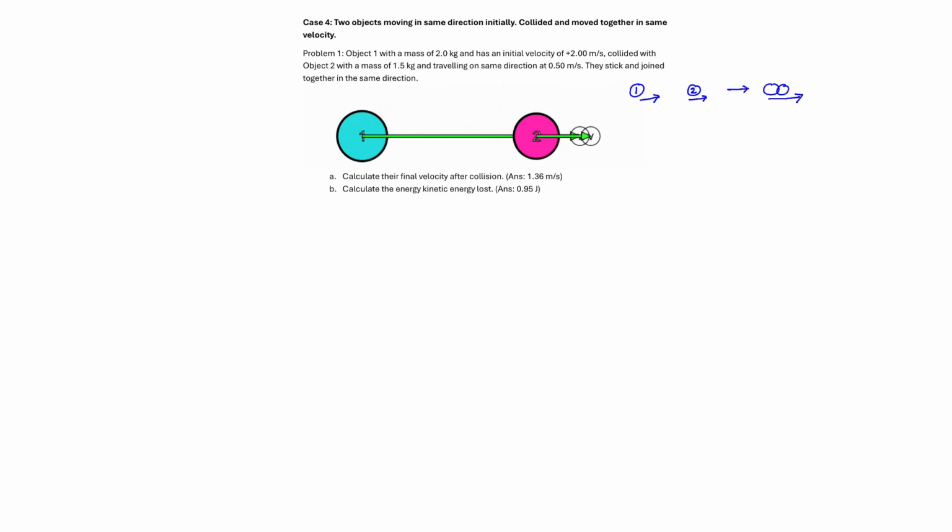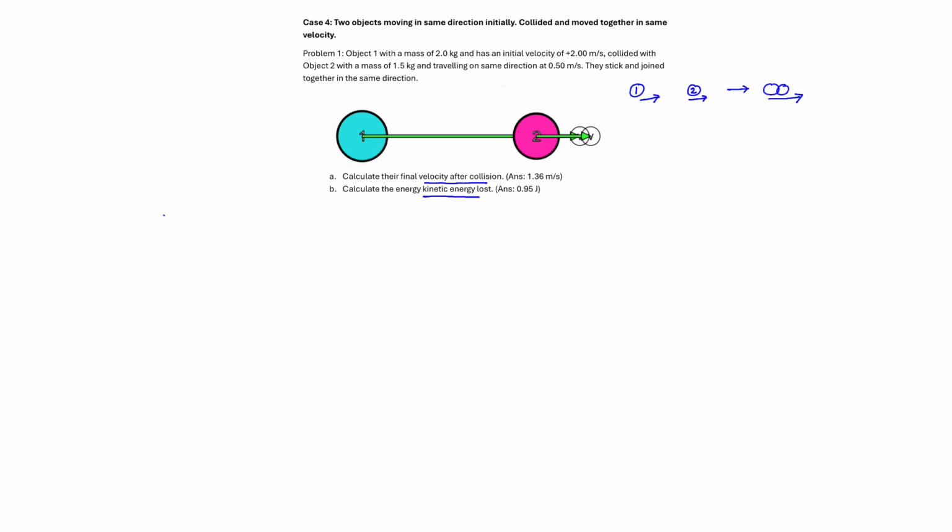So let's look here. This is the scenario for our problem number 1 for case number 4. Object 1 with a mass of 2 kilograms has an initial velocity of positive 2 meters per second, collided with object 2 with a mass of 1 kilogram traveling in the same direction at 0.50 meters per second. They stick together and join in the same direction. So this is the illustration. We have to calculate their final velocity after the collision and the kinetic energy lost.